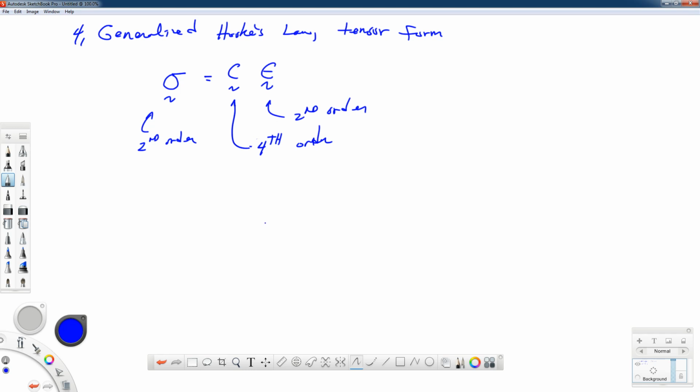So another way that we can write this then is that sigma ij in terms of components is equal to a fourth order tensor C ijkl times epsilon kl. Now Cijkl has 3 to the 4th components, and that means we have 81 components in our elasticity tensor.